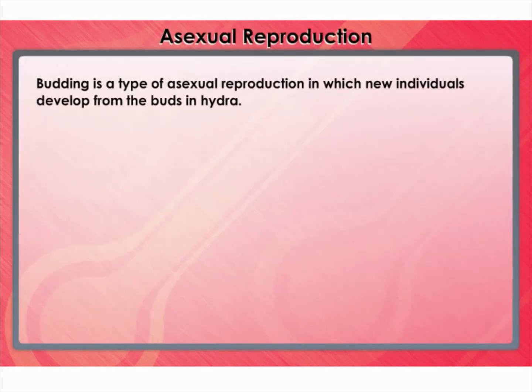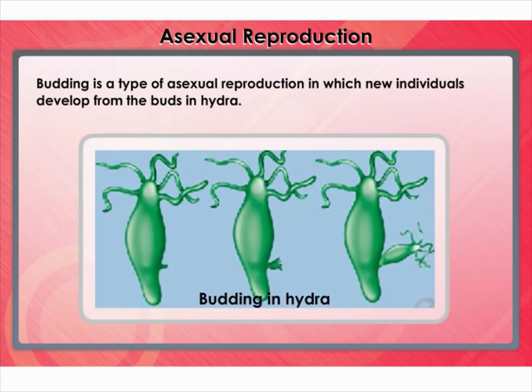In each hydra, there may be 1 or more bulges. These bulges are the developing new individuals and they are called buds. In hydra, the new individuals develop as outgrowths from the single parent. This type of reproduction in which only a single parent is involved is called asexual reproduction. Since new individuals develop from the buds in hydra, this type of asexual reproduction is called budding.